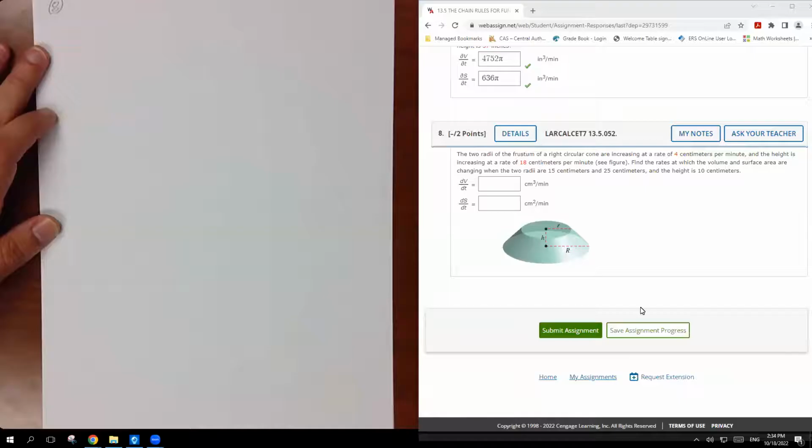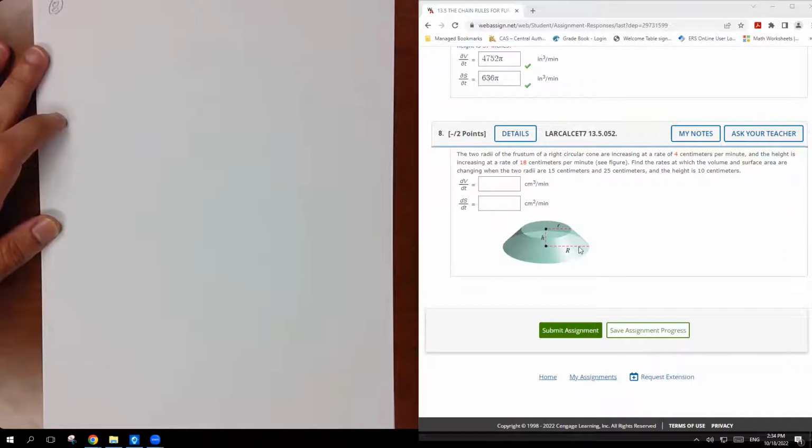This is example 8 on section 13.5. The two radii of the frustum of a right circular cone are increasing at the rate of 4 centimeters per minute.